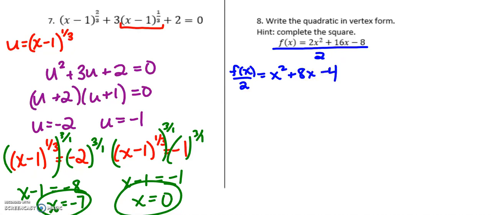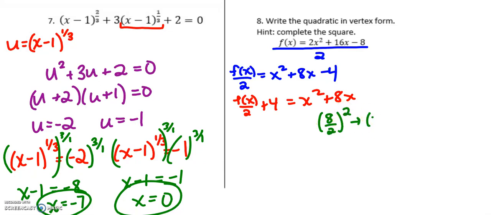Next thing, move your constant to the other side. So f of x over 2 plus 4 is equal to x squared plus 8x. Step 3, the fun part, we're going to complete the square. So I'm going to take half of my b value and square it. So that becomes 4 squared is 16. So I'm going to add 16 on this side, which means I add 16 on this side.